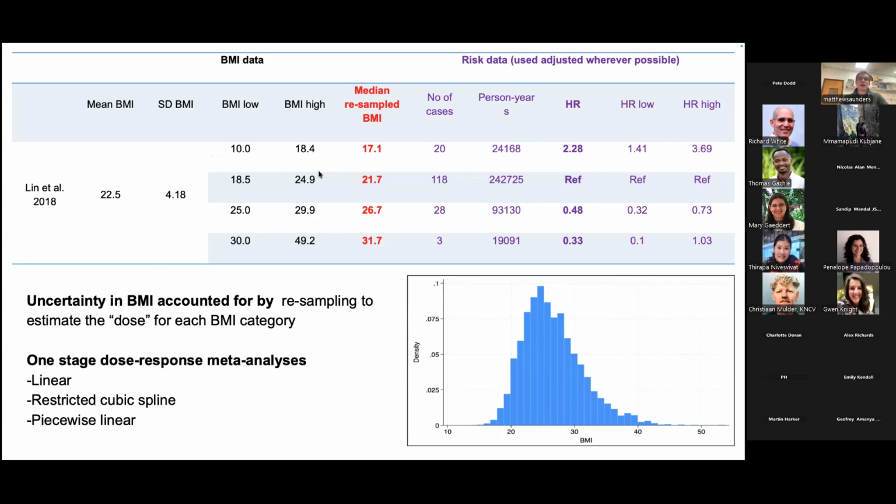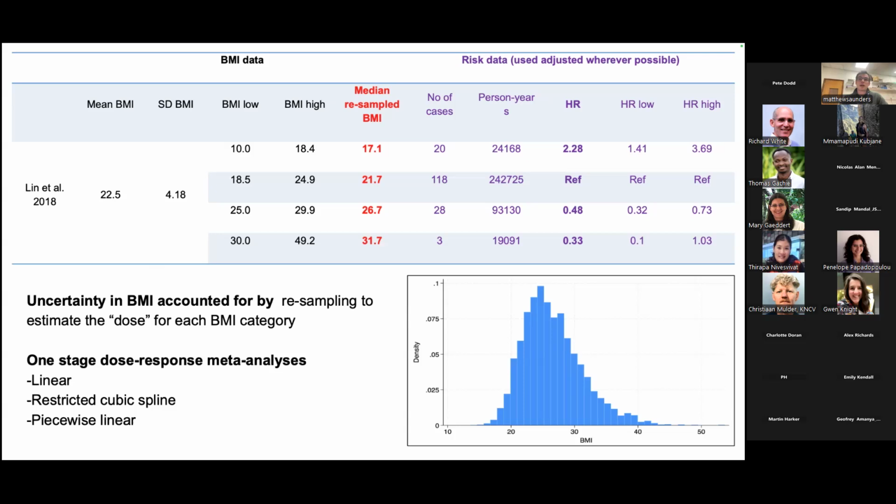So we took this data and we took the parameters for BMI in the study population, the mean and the standard deviation. And we fit an entire BMI distribution for each study. And then to account for some of the uncertainty in BMI, rather than just using categories and using the midpoint of these categories, we did a resampling procedure to estimate a dose for each BMI category. And that's the value that you see in the red. And that value then corresponds to each of these relative risk values. And those are the parameters that then go into these one-stage dose response meta-analyses.